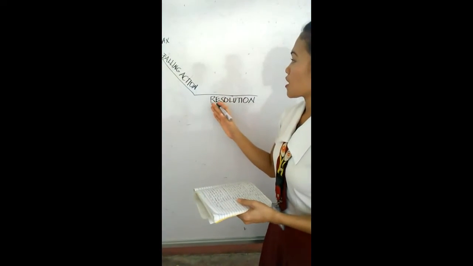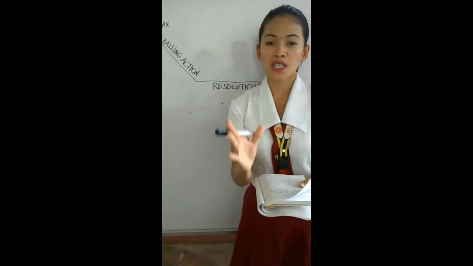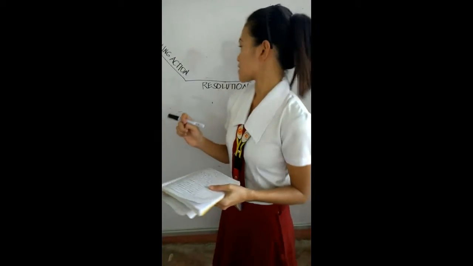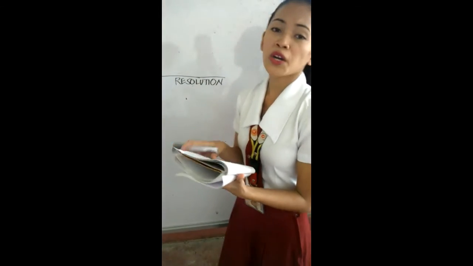Fourth is the falling action. In falling action, the story begins to slowly go down. Falling action shows the result of the actions or decisions that the character has made. The last one is the resolution, or what we call the denouement or the conclusion of the story. Here, the conflicts are resolved, all loose ends are tied up, and the story concludes with either a happy ending or a sad ending.